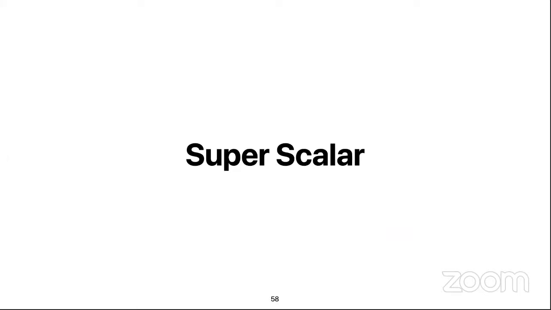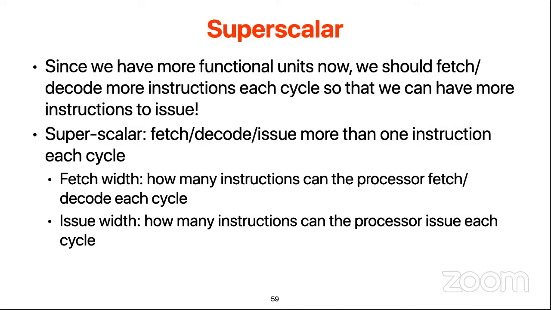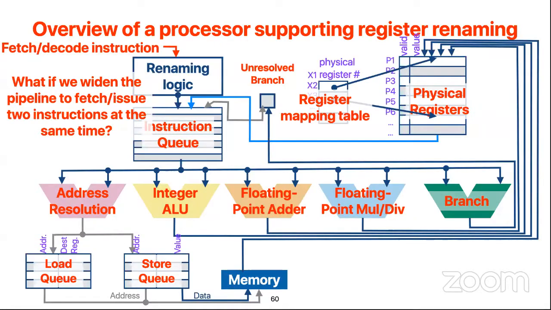If you are familiar with processor architecture, you have probably heard the term superscalar. Previously we said that we can only fetch one instruction at a time. Superscalar is the idea that since we now have more functional units, a pipeline for memory, for branch, and for ALU, why don't we fetch, decode, and issue more instructions at a time? So the basic idea is that your processor is able to fetch, decode, and issue more than one instruction each cycle. Every modern high-end processor right now is a superscalar processor.